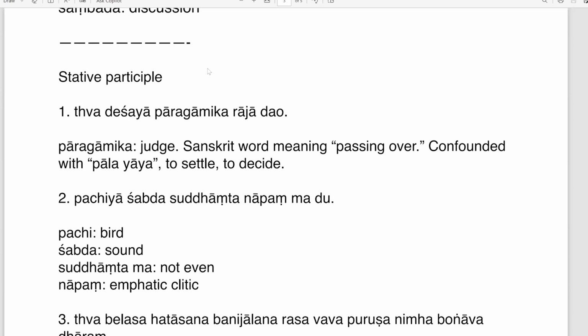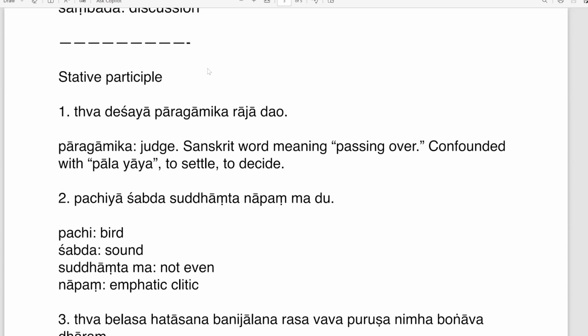Padeshaya Paramika Rajadal. The demonstrative Deshaya, country, in the genitive. Paramika is a judge. Rajas are noun here, and Dal is that to be in the stated. So the king is the judge of that country, of this country.